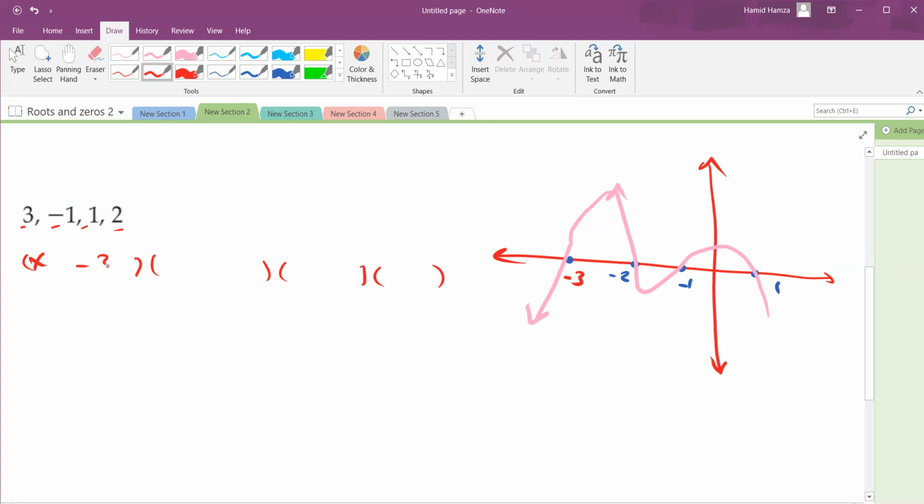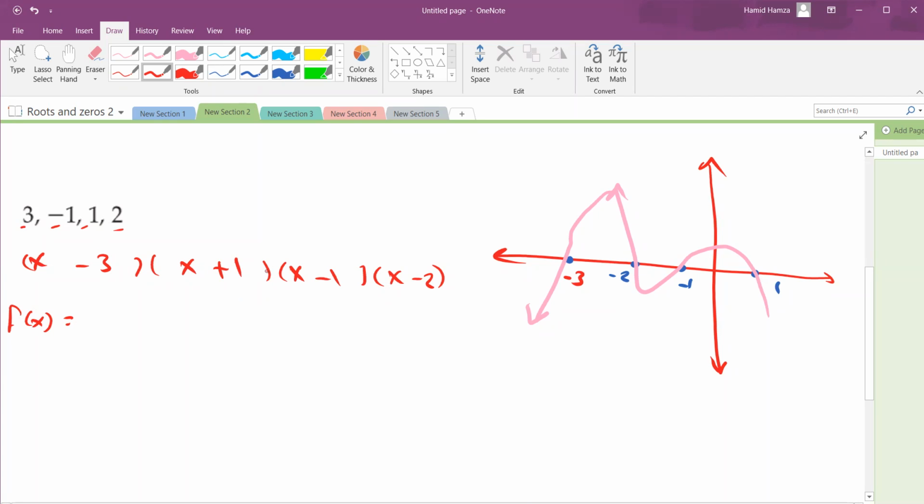Then I'll take each one with x with a different sign. So x -3, x +1, then x -1, and x -2. Multiply all of this together to find the function. The function will be like this. So it takes time to multiply, guys.